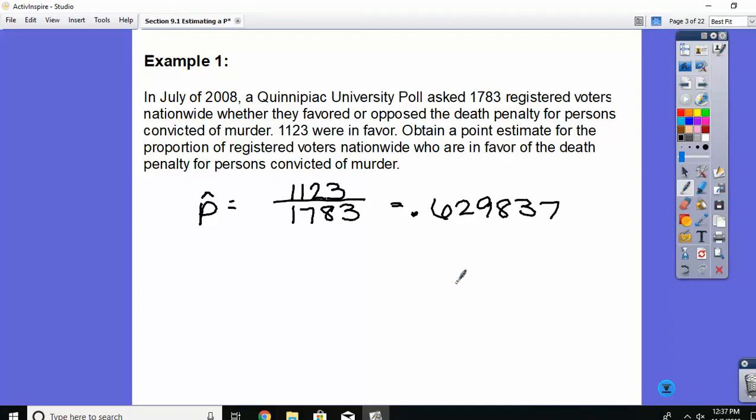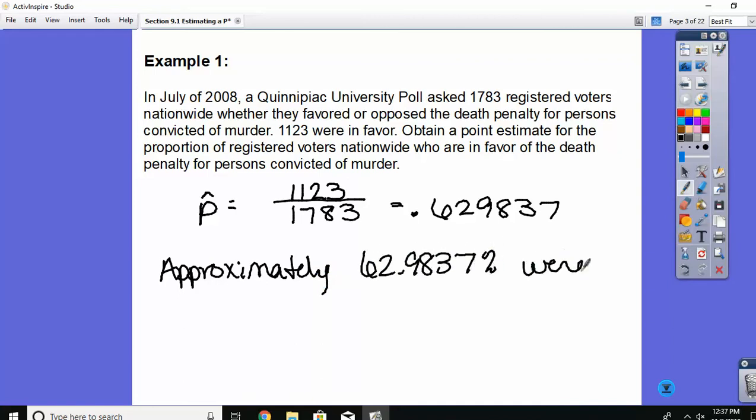If I asked you to explain this, what would you say? 62.9% were in favor. Is that of the entire population? Of statistics. Right, that's the statistic, so that's of our sample. So if we had a good sample, this could be used to estimate the feelings of the entire population.